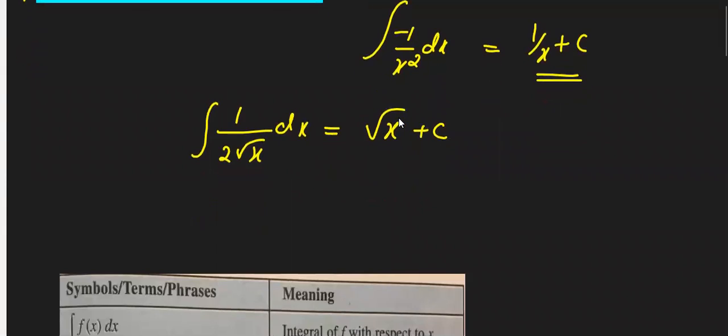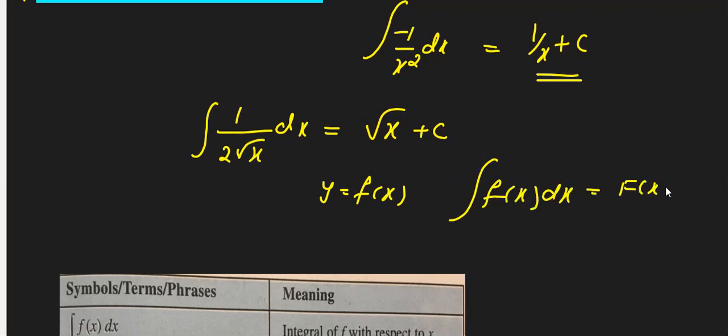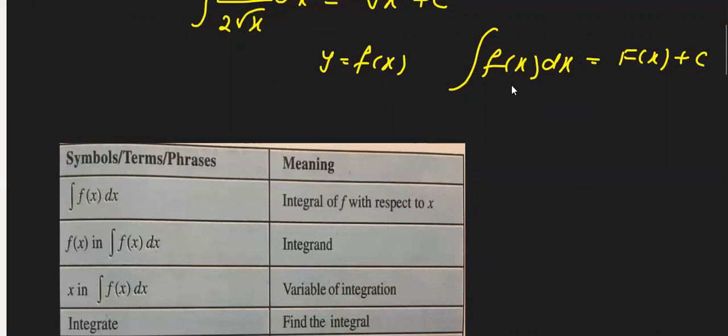So, how to write the integral function? Suppose y is equal to f of x is the given function. If you want to calculate the integral of this, that means integral f of x dx. Suppose the answer is considered to be capital F of x plus c, then this f of x is called the integrand, and this is a notation for integration, and here x is the variable.